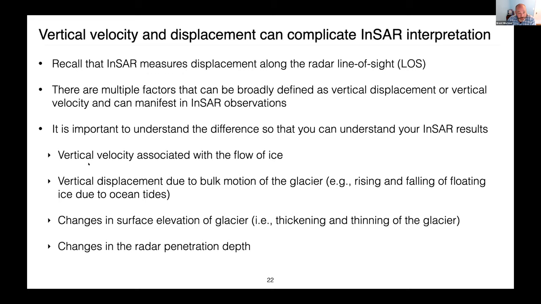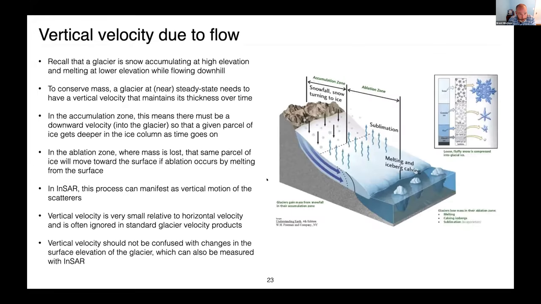There are four main factors: the vertical velocity associated with the flow of the ice itself, vertical displacement due to the bulk motion of the glacier that is rising and falling, which typically happens over the floating ice shelves due to ocean tides, changes in the surface elevation of the glacier, and changes in radar penetration depth. We'll go over these first couple, and then we'll call it a day. There's some lengthier discussion of radar penetration depth and other things in the Jupyter notebook.